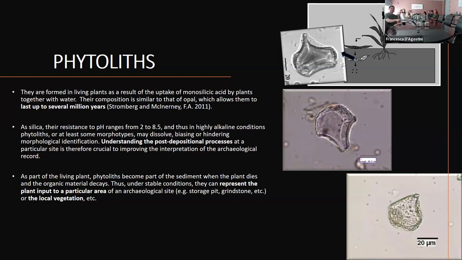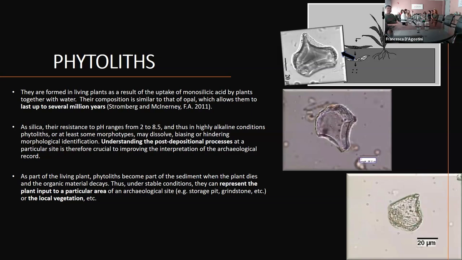The resistance of the silica of the phytoliths to pH is more or less up to 8.5. In highly alkaline conditions, maybe not all, but some of them may dissolve, which can bias or hinder our morphological interpretation. So this is something that we try to do a lot: understanding the depositional process at a particular site, to know what's going on for improving the interpretation of the archaeological record. Otherwise, we can just give wrong interpretations.